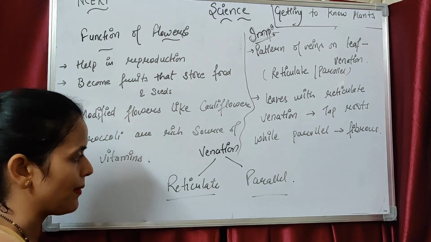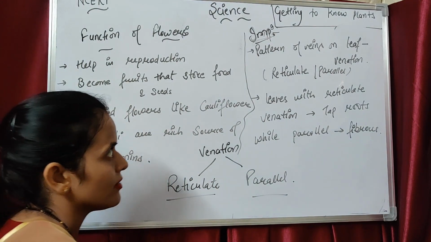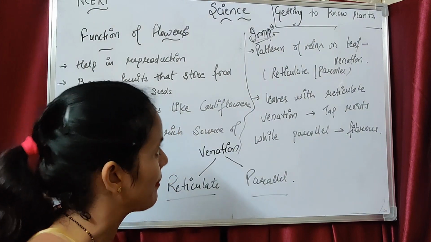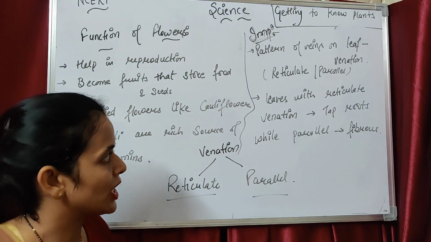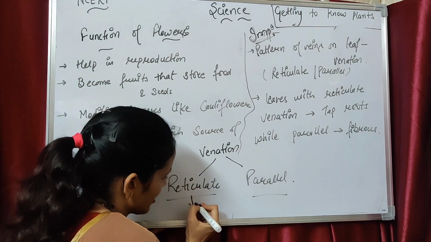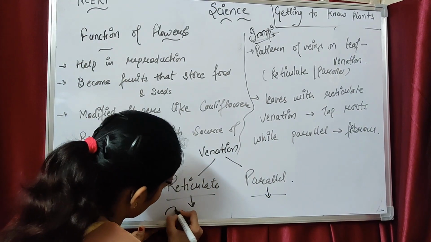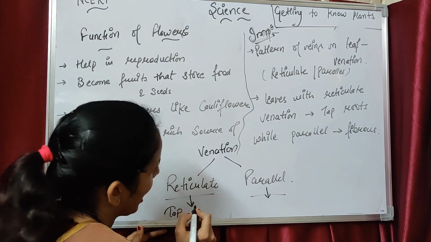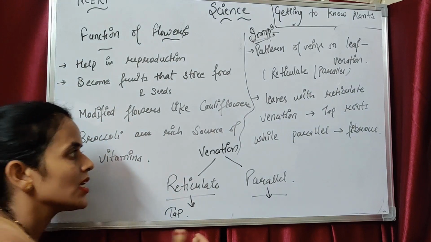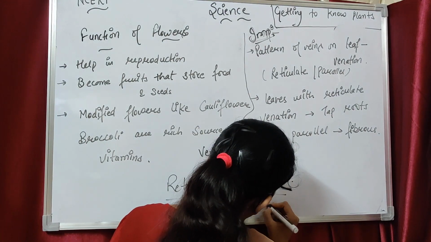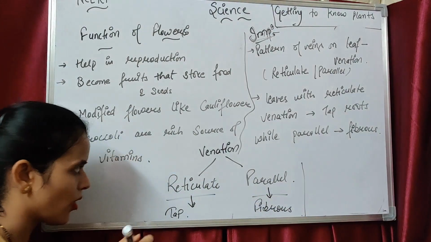Venation is of 2 types: reticulate and parallel. The pattern of veins is of 2 types. First is reticulate and second is parallel. The leaves which have the reticulate pattern have tap roots, and the ones which have parallel veins have fibrous roots. Okay.